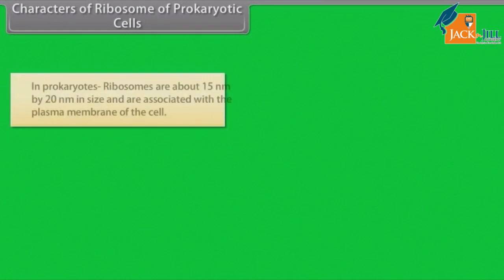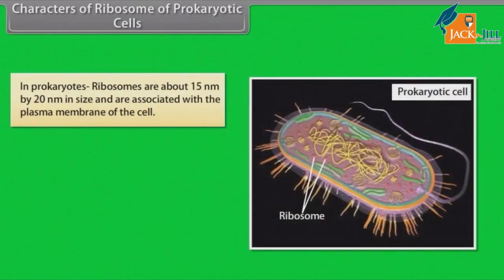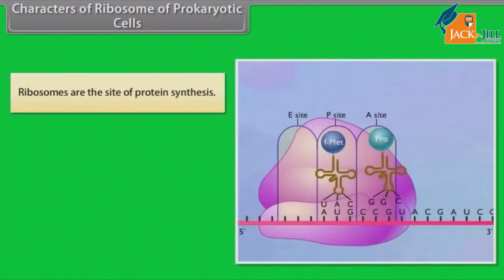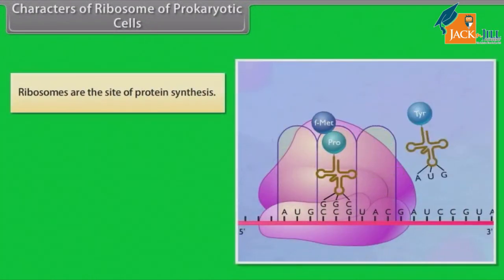Characters of ribosome of prokaryotic cells. In prokaryotes, ribosomes are about 15 nanometer by 20 nanometer in size and are associated with the plasma membrane of the cell. Ribosomes are made up of two subunits, 50S and 30S units. They combine to form 70S prokaryotic ribosomes. Ribosomes are the site of protein synthesis.